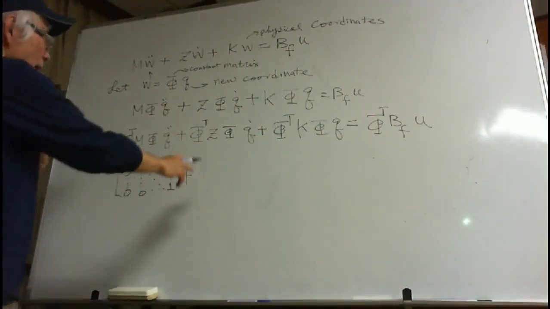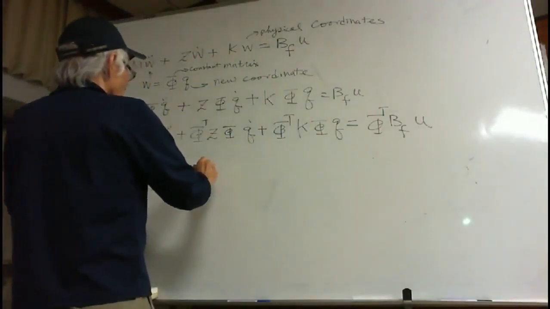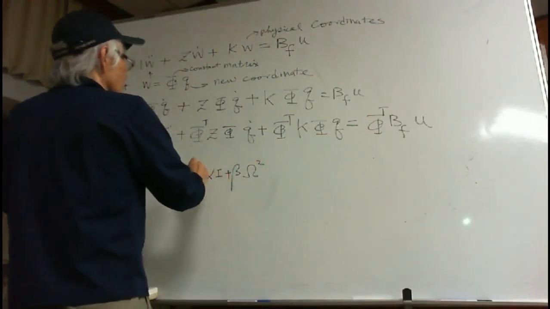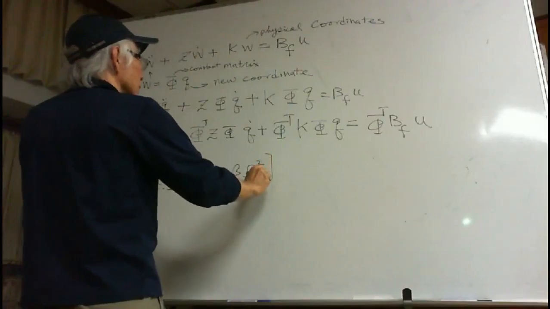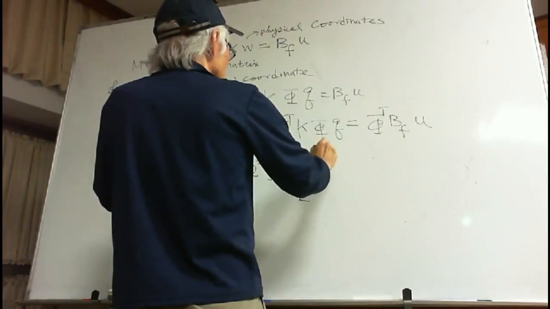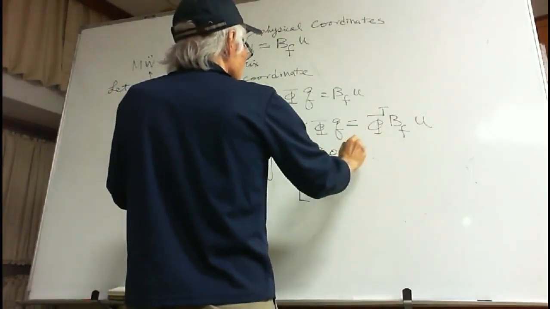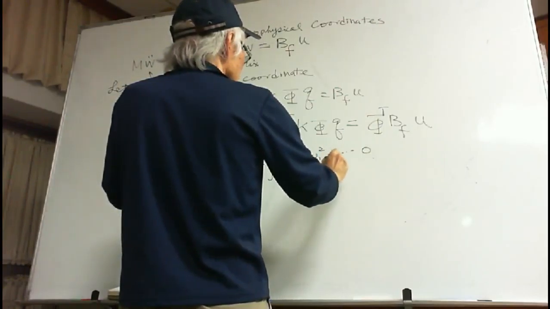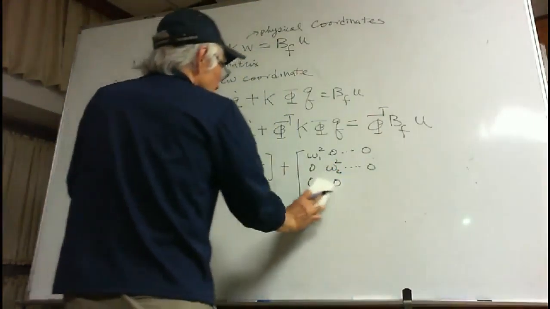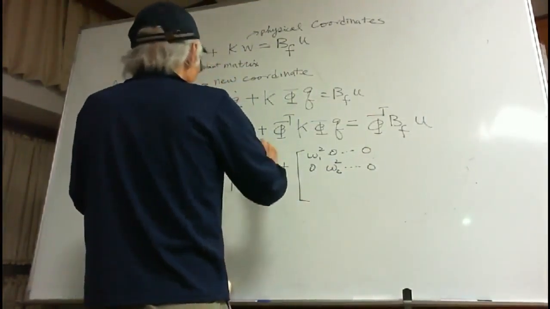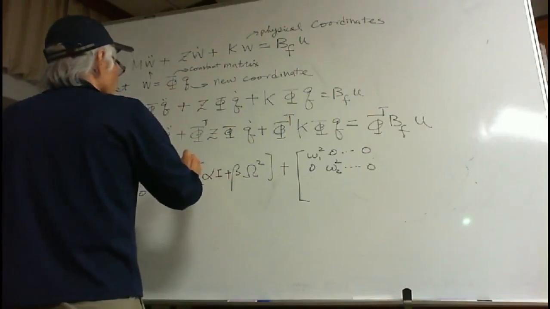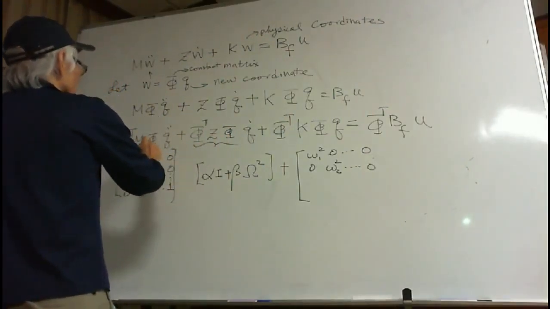Plus, then we have this matrix. I assume that we have alpha I plus beta omega square, right? That's what I assume. And this is like a matrix, this is my omega 1 square, 0, 0, 0, omega 2 square, 0, 0. Wait a second. I forgot one more thing. I forgot many important things here. That this equals that.